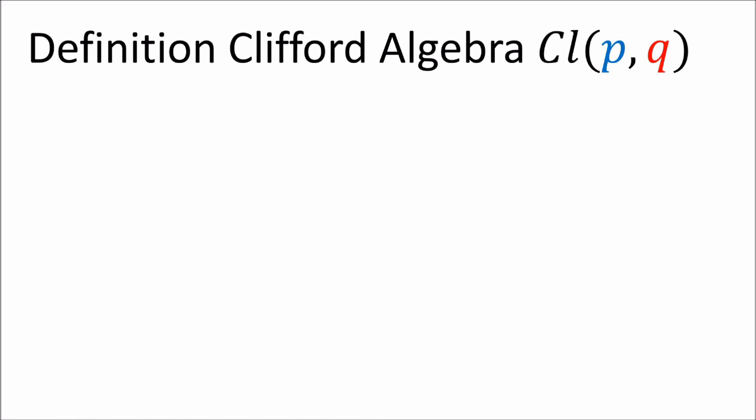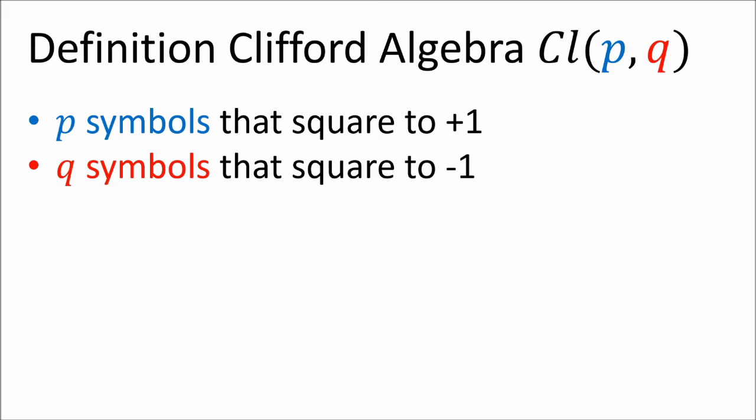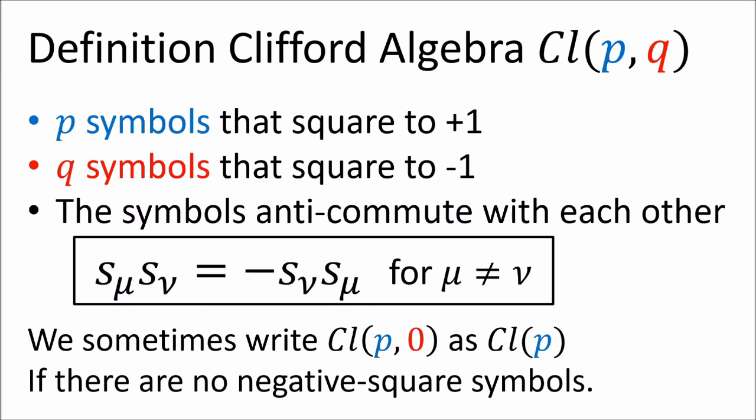So generally speaking, we say that the Clifford algebra CLPQ is an algebra with P symbols that square to +1 and Q symbols that square to -1. And the symbols all anti-commute with each other. Sometimes if Q equals 0 and there are no symbols that square to -1, we can omit the Q in our notation and just write CLP for a Clifford algebra with P symbols that square to +1 and anti-commute.